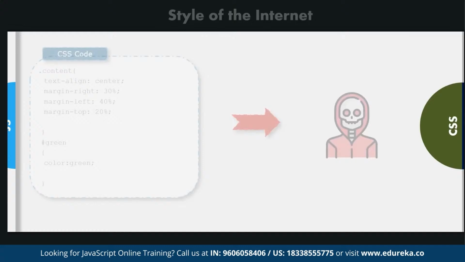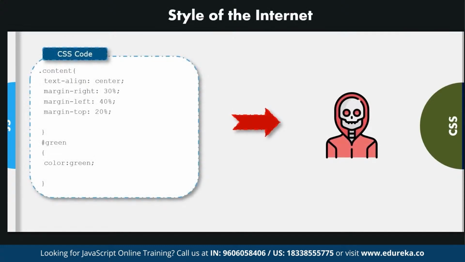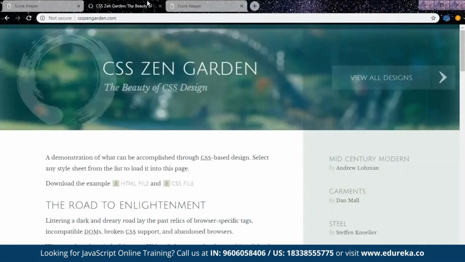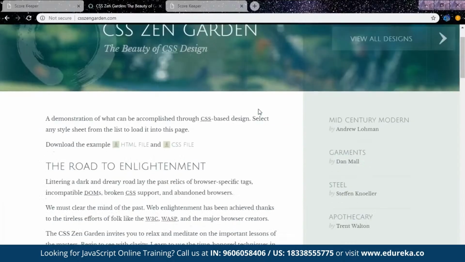So going by the analogy I used to explain HTML as the skeleton of the web page, CSS can be considered as the styling of the web page. Now, just to give you guys an example as to how powerful CSS is, let's have a look at this web page called CSS Zen Garden. So I already have this website open, which is called CSS Zen Garden, and it shows us how much of a variety CSS can make.